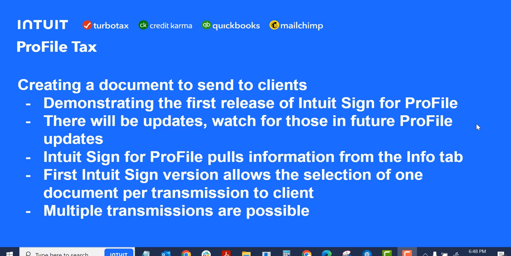So the client's name, social insurance number, the email. This first version of Intuit Sign allows the selection of one document per transmission to the client. So I can't send an authorization and a T183 in the same transmission. That's the limitation of this first version of Intuit Sign for ProFile. But you can send multiple transmissions. So if you need to send more than one document, send them out separately. Let's go have a look how that works in ProFile.